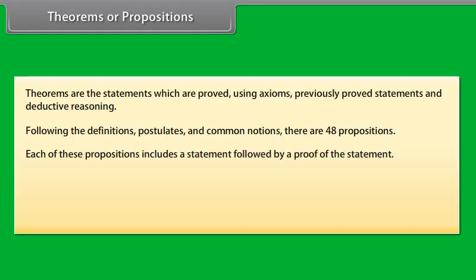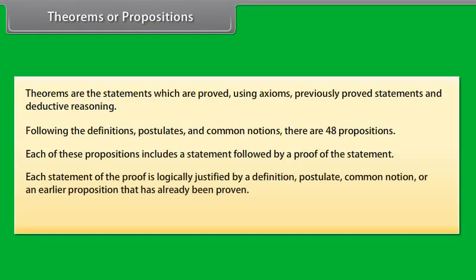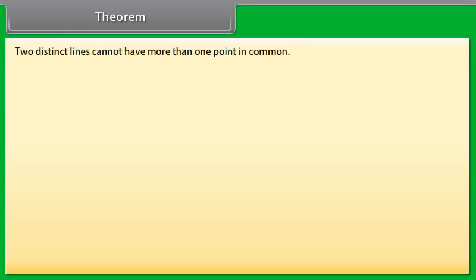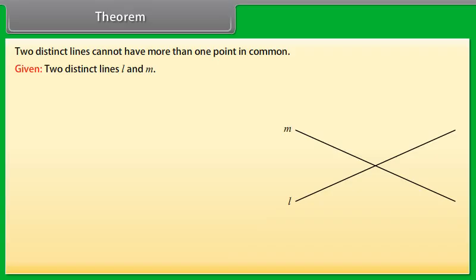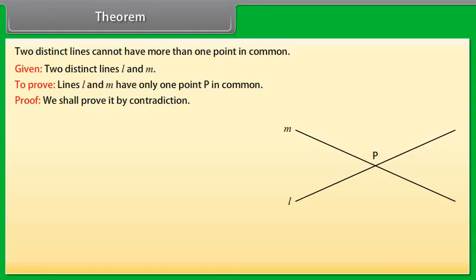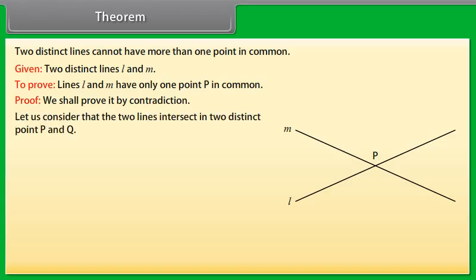Theorems or propositions. Theorems are statements which are proved using axioms, previously proved statements, and deductive reasoning. Following the definitions, postulates, and common notions, there are 48 propositions. Each of these propositions includes a statement followed by a proof of the statement. Each statement of the proof is logically justified by a definition, postulate, common notion, or an earlier proposition that has already been proven. Some of the propositions are constructions.